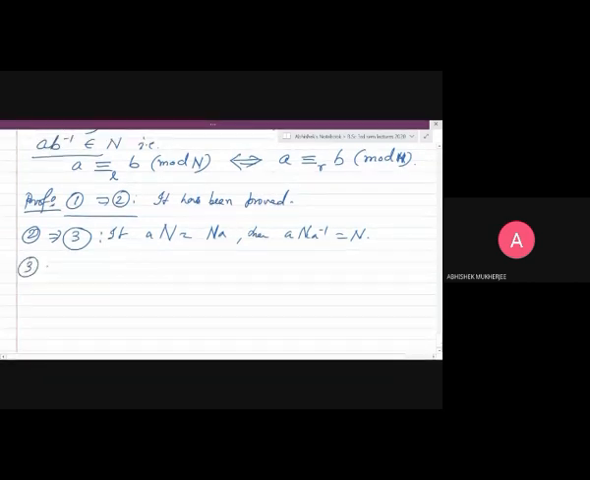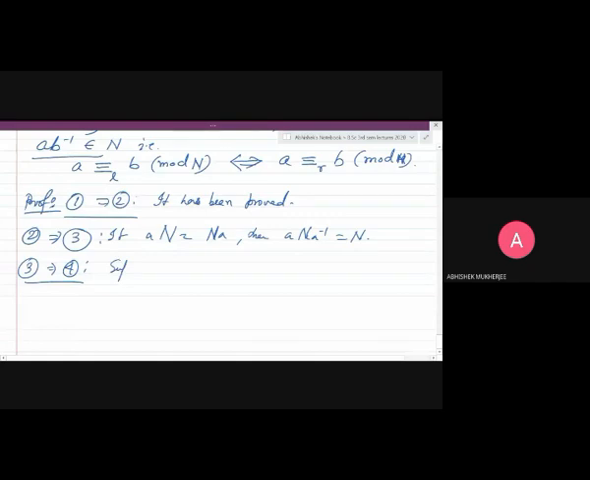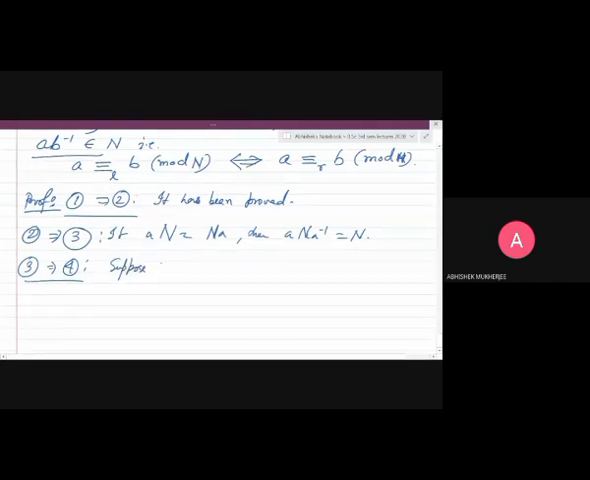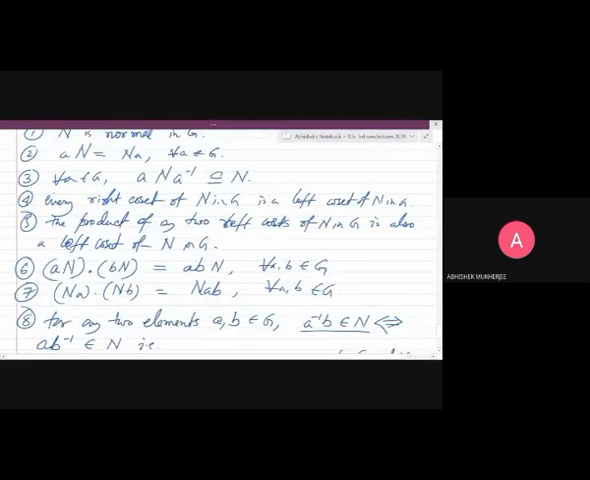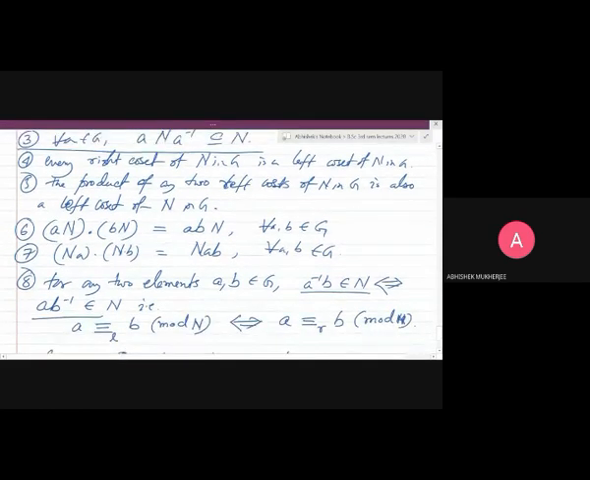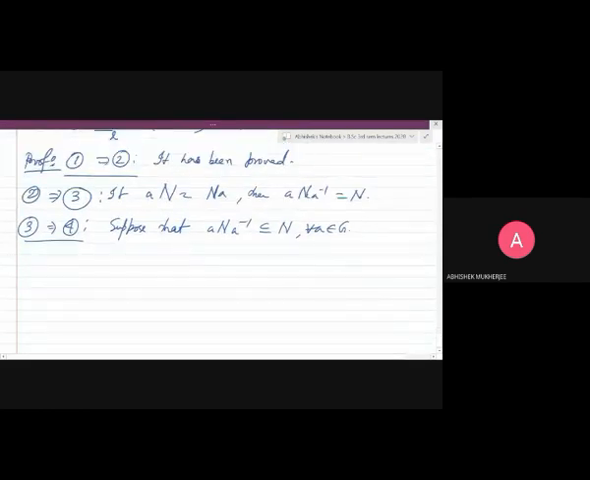Now 3 implies 4. So suppose that N a inverse is a subset of N for all a belongs to G. That is the condition of 3. Suppose that this is true. But you need to show that every right coset is a left coset.